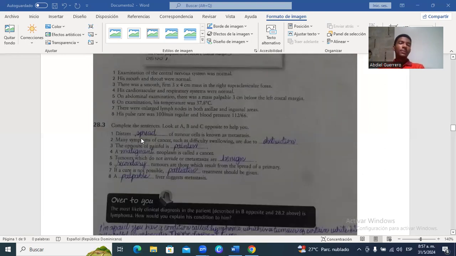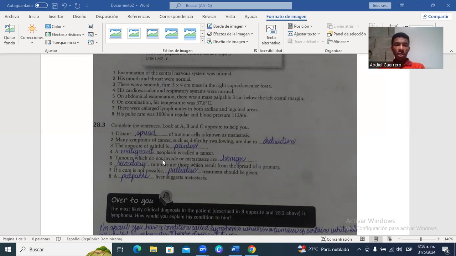Complete the sentences. Look at A, B, and C opposite to help you. Distant spread of tumor cells is known as metastasis. Many symptoms of cancer, such as difficulty swallowing, are due to obstruction. The opposite of painful is painless. The malignant neoplasm is called cancer.